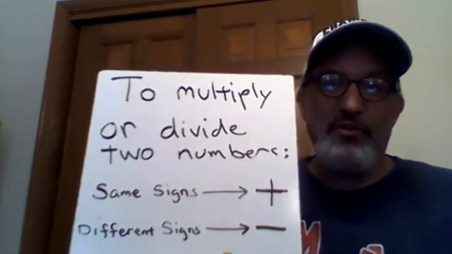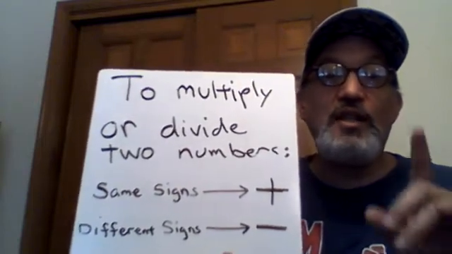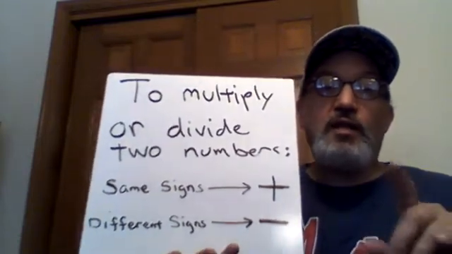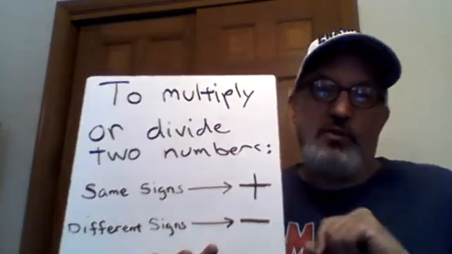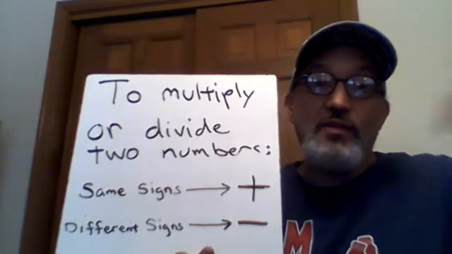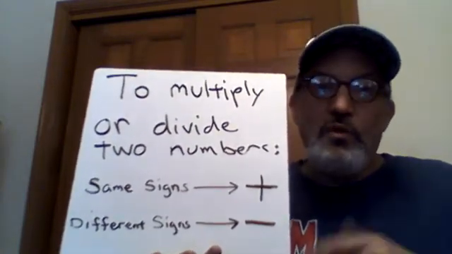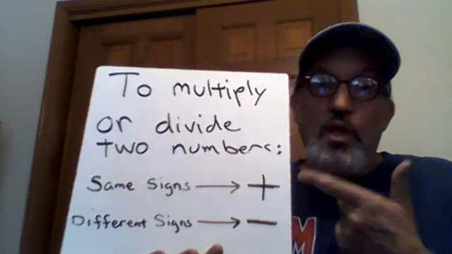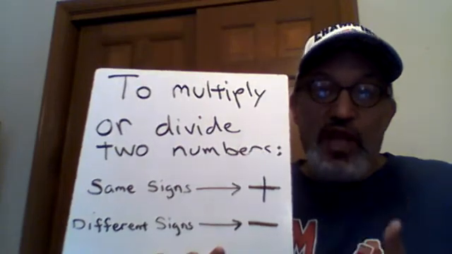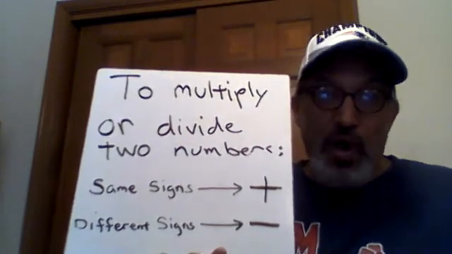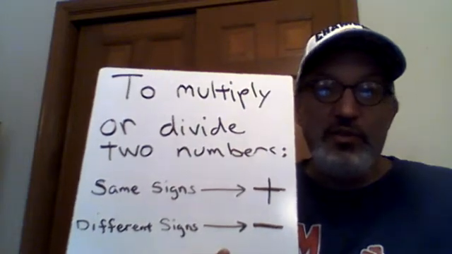How do I get the right answer? It's very simple. I told you that multiplication and division is easier than addition and subtraction. With addition and subtraction, we had to understand that vector business. And then we had to define subtraction to be the addition of an opposite. That takes a little getting used to. This is pretty simple. When you're multiplying or dividing two numbers, if the signs are the same, the answer is positive. And if the signs are different, the answer is negative. It's as simple as that.